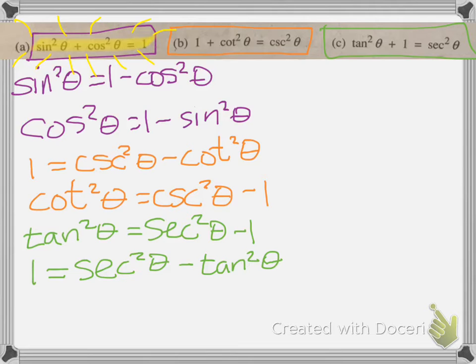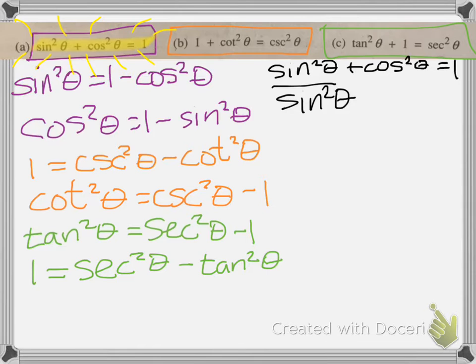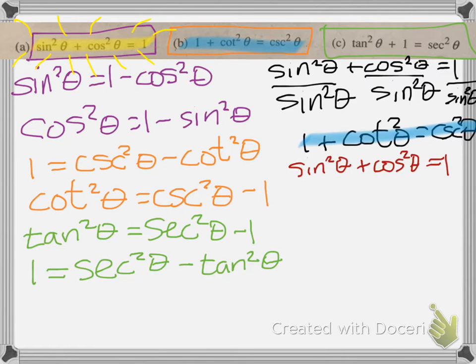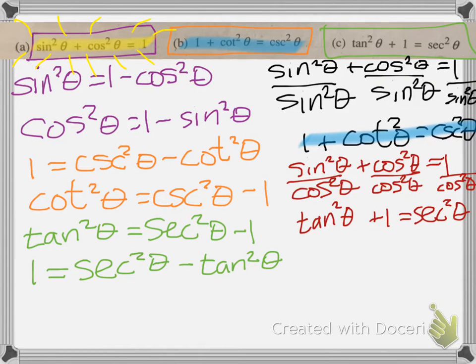Sine squared theta plus cosine squared theta is kind of like the one that is the base. It's the beginning of everything. So if you can memorize sine squared theta plus cosine squared theta equals 1, you can basically derive everything else from that, as we've seen from these last 2 slides. So sine squared theta plus cosine squared theta equals 1. If we divide by sine squared theta, we end up with 1 plus cotangent squared theta equals cosecant squared theta, which is identity 2. If we divide everything by cosine squared theta, you get tangent squared theta plus 1 equals secant squared theta. I think we already showed that.